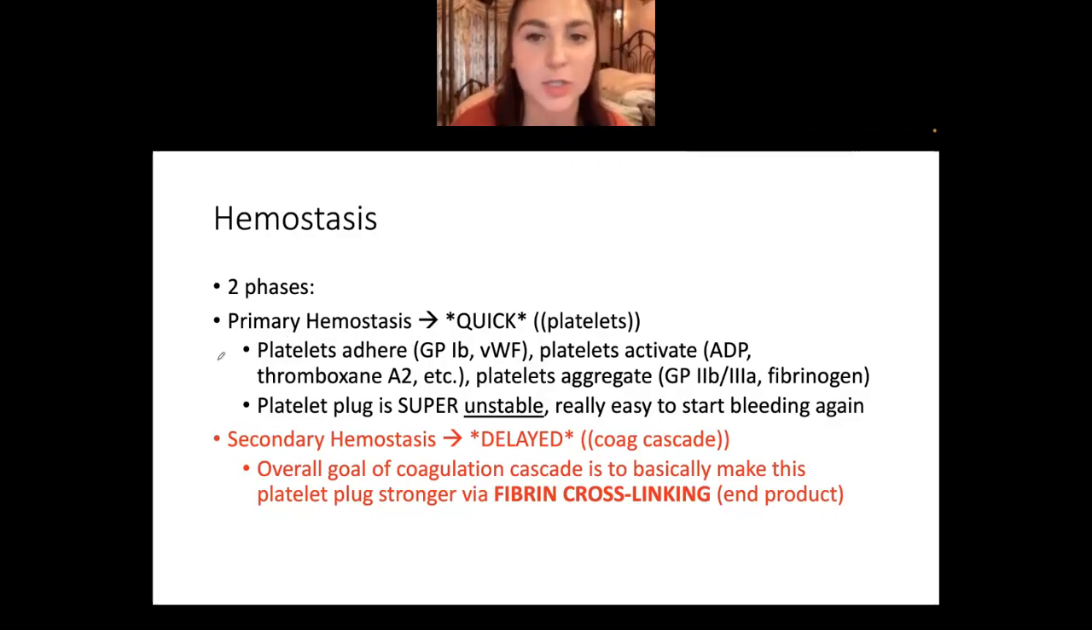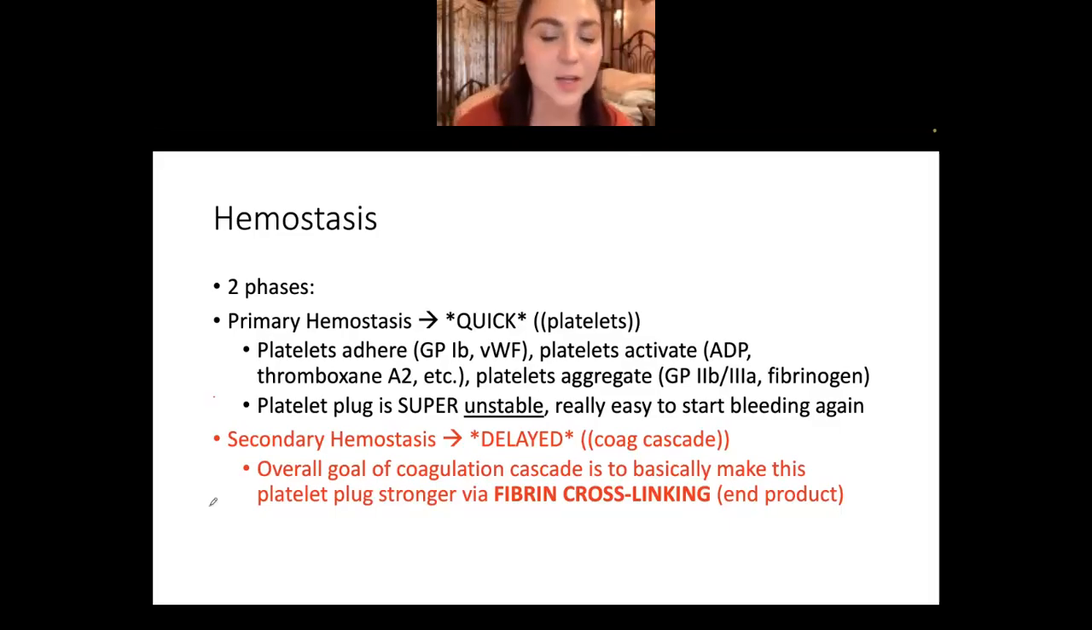Remember, with hemostasis there are two steps. There's the primary hemostasis, which is what we did. That's very, very quick. And then there's the secondary hemostasis. This is delayed, so this is what we're covering today in red. This is entirely involved with the coagulation cascade. The overall goal of the coagulation cascade is basically to make the platelet plug super strong with what's known as fibrin cross-linking. That is the end product, the end goal of the coagulation cascade and secondary hemostasis: to make a cross-linked fibrin clot.